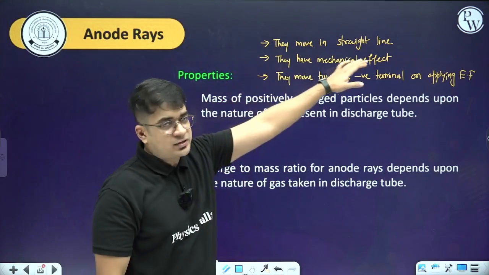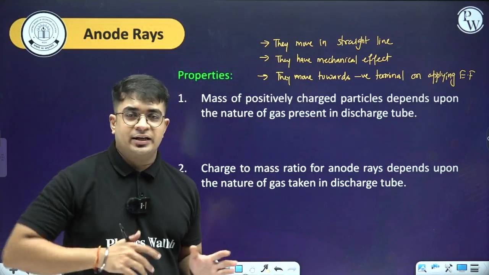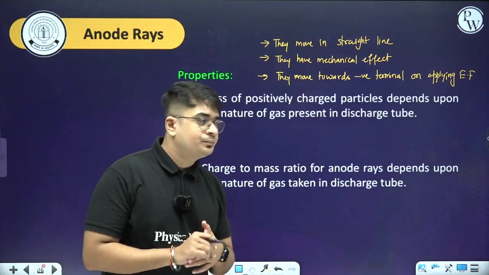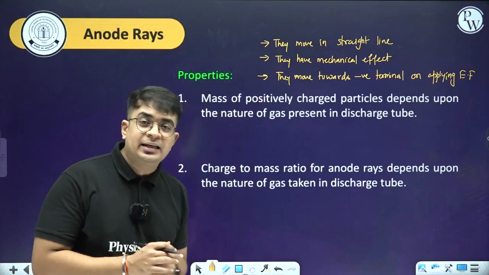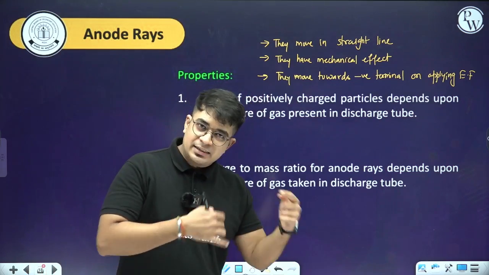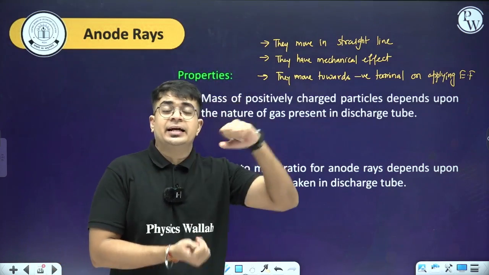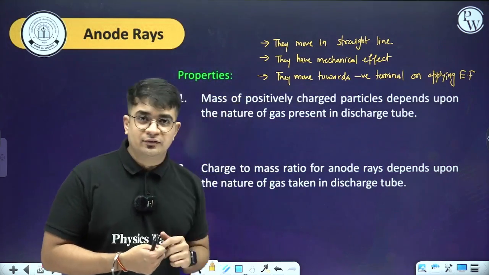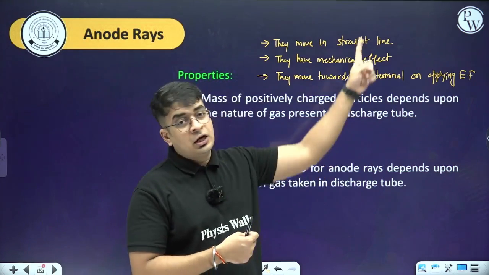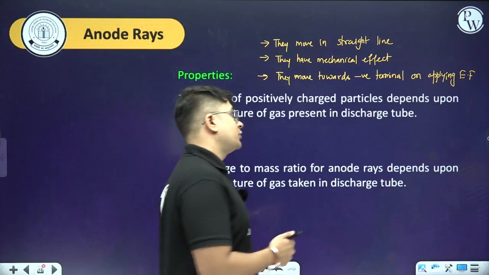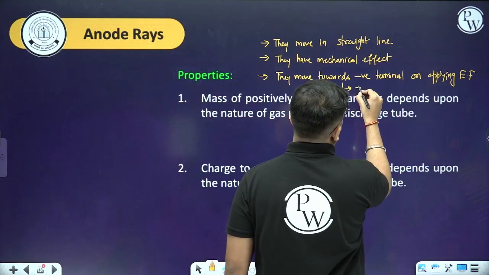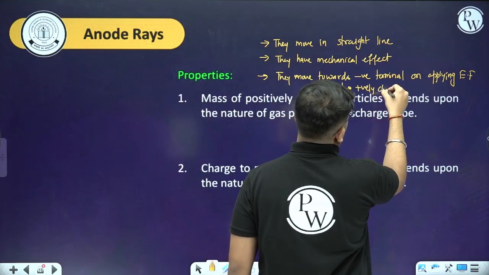So they move in a straight line, so if you place any object in their path, you will get a shadow. If you place a soft paddle wheel, it starts rotating. And when you apply the electric field, since these are positively charged, they definitely show a deflection towards the negative terminal, which shows that they are positively charged in nature.